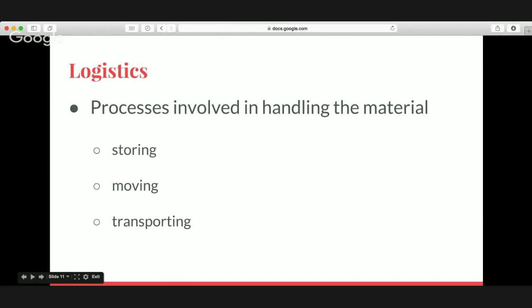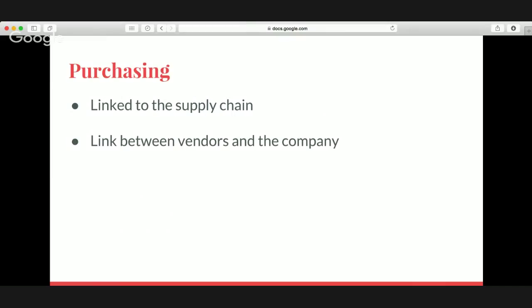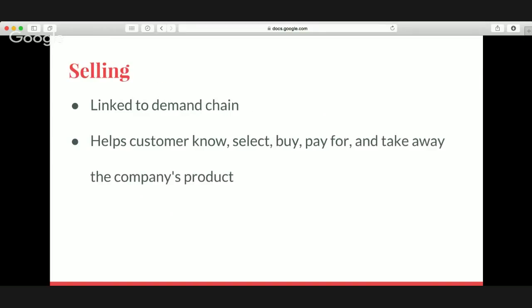More functions include logistics, which refers to all the processes involved in handling the material, like storing, moving, and transporting. The next function, purchasing, has the closest links with the supply side of the supply chain. And next, contrarily, selling has the closest link with the demand side.